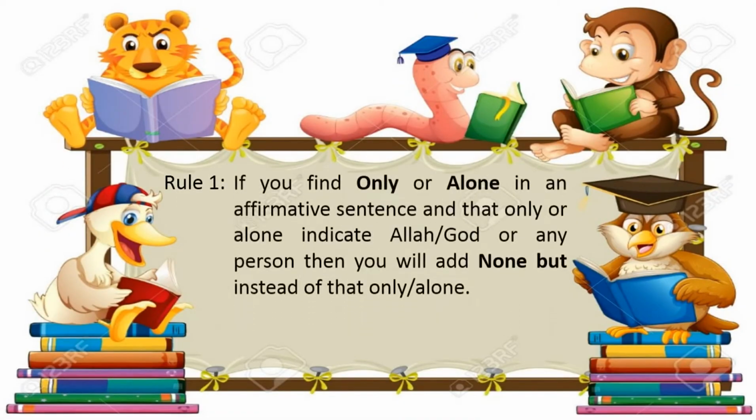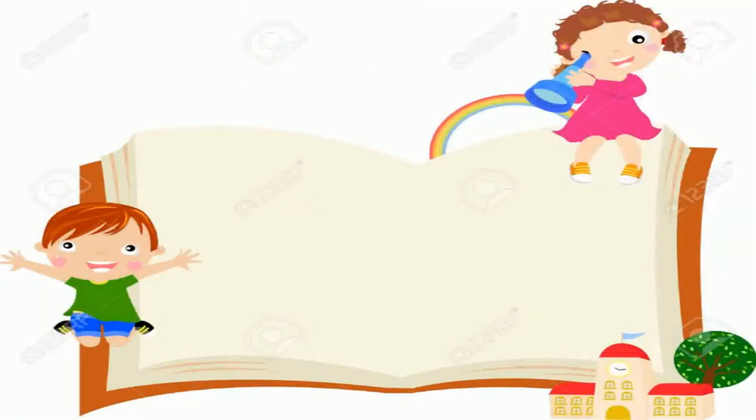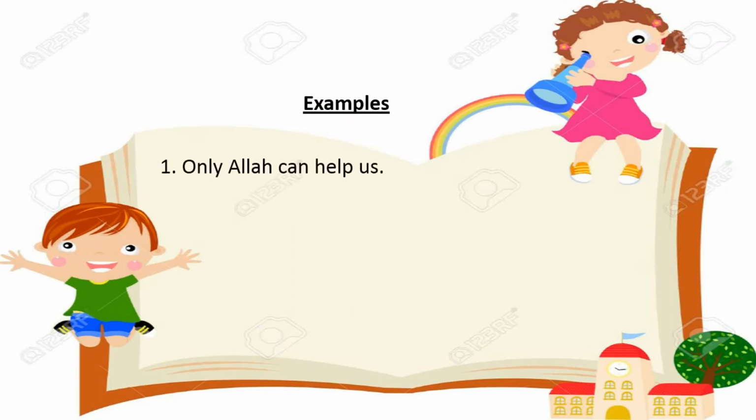Rule 1. Okay, if you find only or alone in an affirmative sentence, and that only or alone indicates Allah or God or any person, then you will add none but instead of that only or alone. So let's have some examples here. Examples. Only Allah can help us. Here only indicates Allah, so we will use none but Allah can help us.